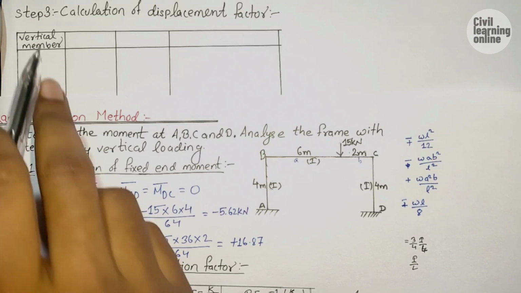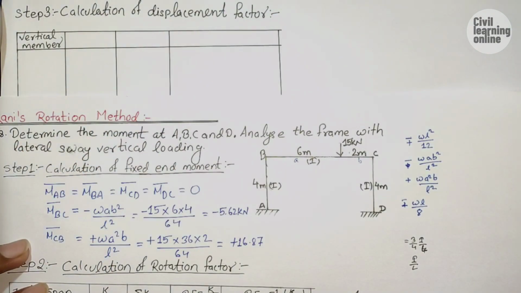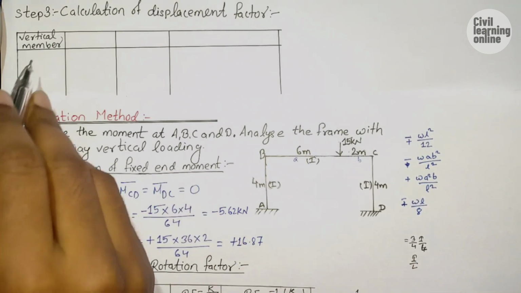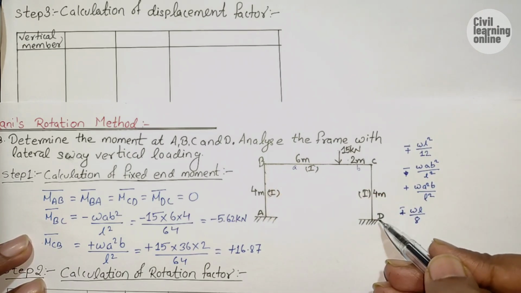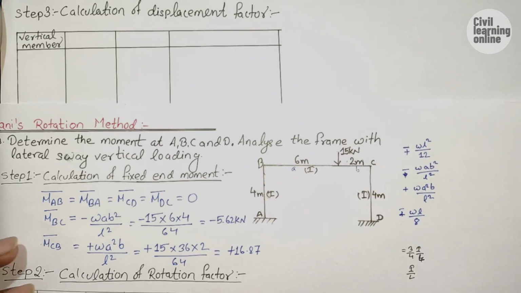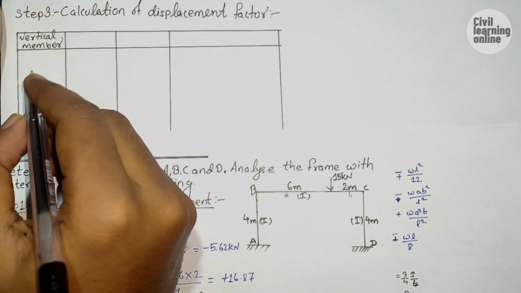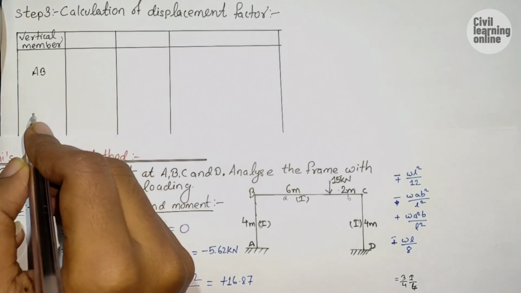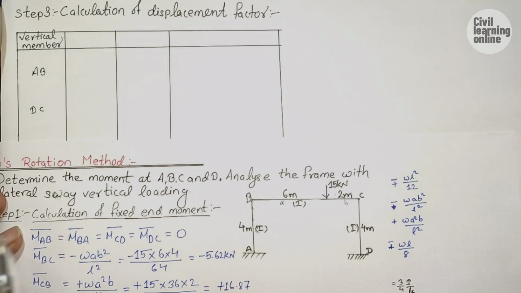In step 3 we need to calculate the displacement factor. This is the additional step for the analysis of sway frames with vertical loading, and here we have two vertical members, AB and CD or DC. You can write anything. So let us write down the vertical members, that is AB and DC. This is our first column.